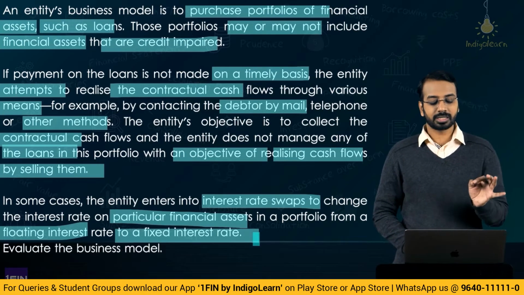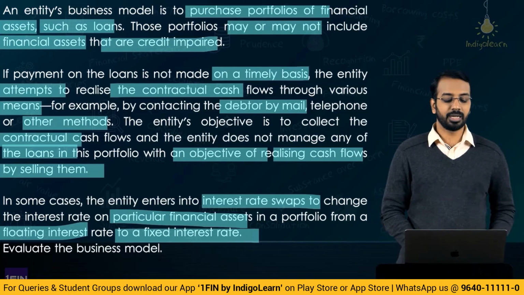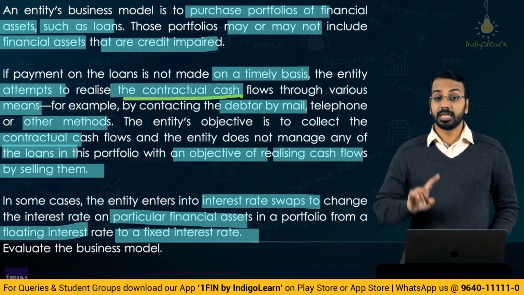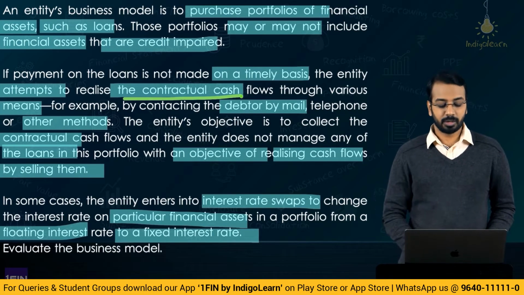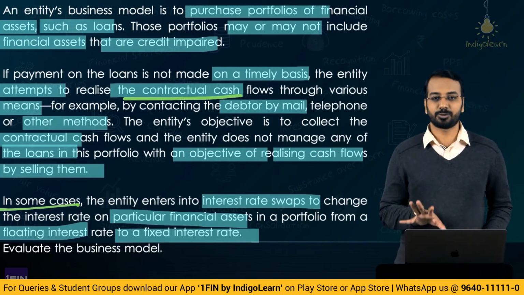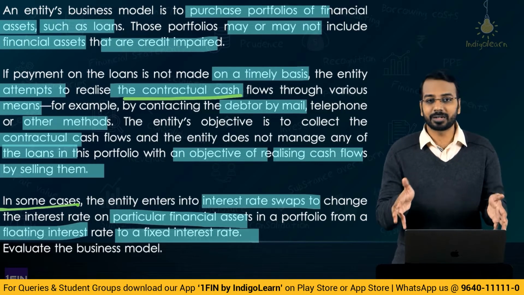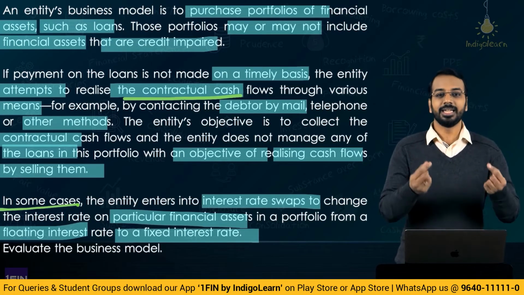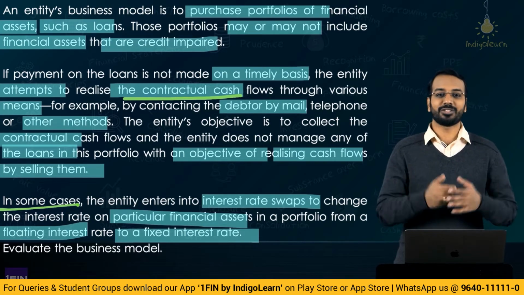Now here, what is the business model? Predominantly, the business model is to collect the contractual cash flows. Selling is not a part of the business model. Again, it's only in some cases the entity enters into interest rate swaps, so that is also not the main part of the business model. The main objective of the entity is to collect contractual cash flows.